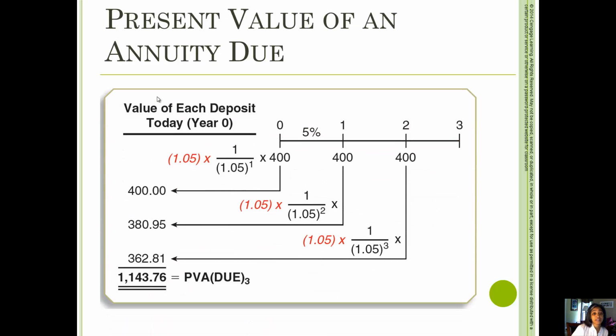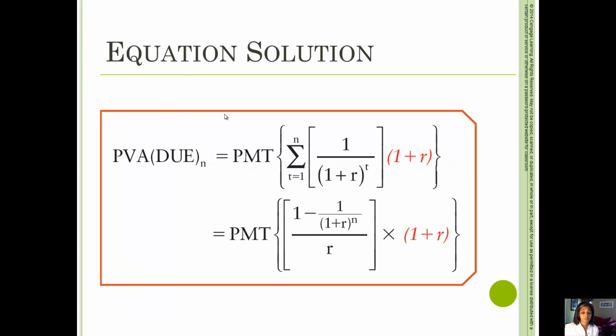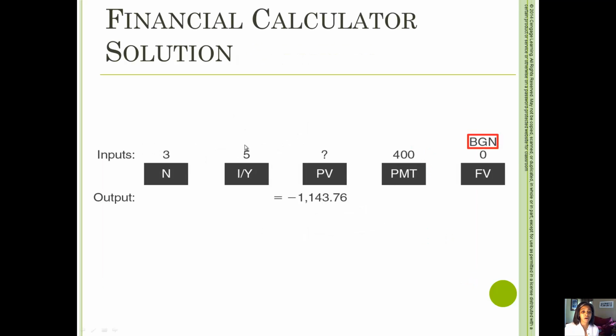So now, what if it's not an ordinary annuity, but an annuity due? For an annuity due, remember, we back up the payments one period. And so that's all we're doing in this slide, backing up those cash flows one period, solving for the present values, and adding them together. So again, our formula changes by just multiplying by 1 plus r. We change our payments to the beginning of the period in the calculator, plug it in the same way, and compute present value.